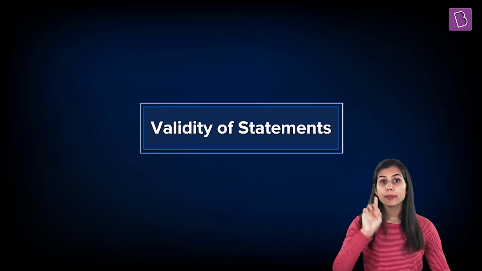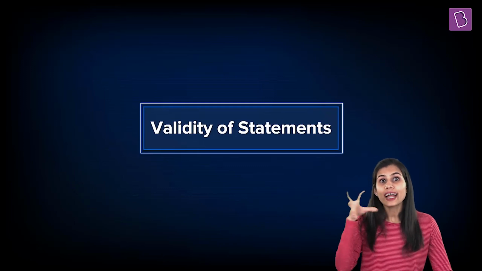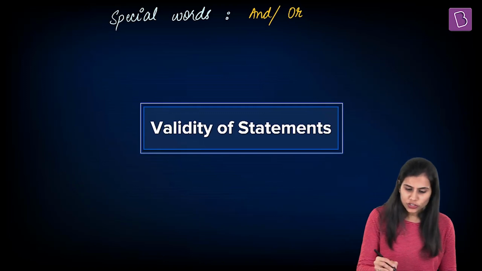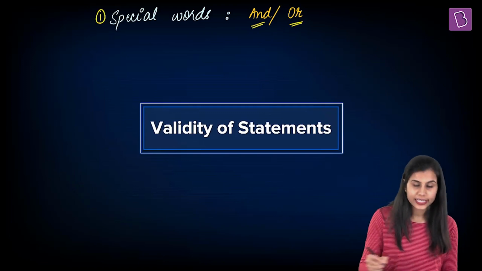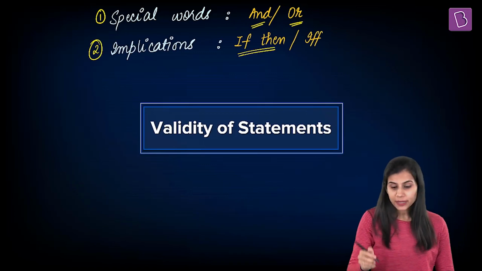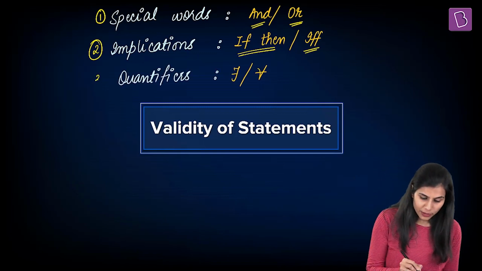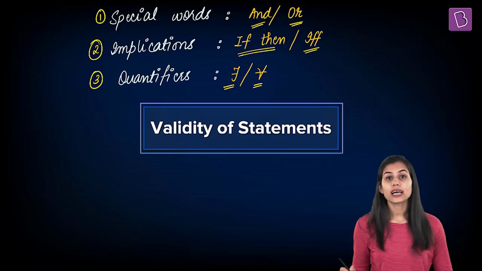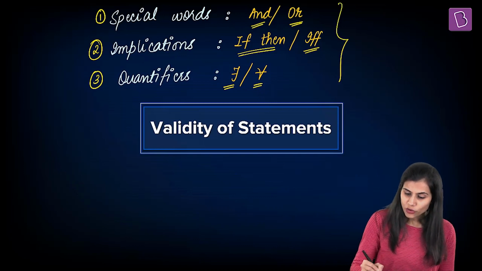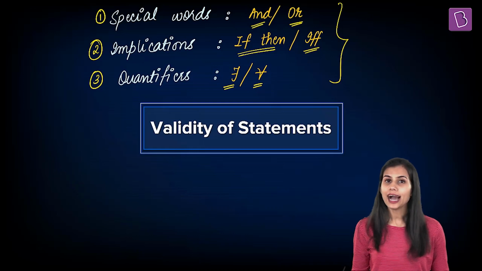Alright. Now, the behavior of validity of a statement is largely dependent upon the add-ons which are used in that statement. Number one, which of these two special words are occurring in the statement? Number two, whether there is the if-then implication or the if and only if implication which is appearing in the statement. And number three, which of these two quantifiers out of there exist and for all are used in the statement. These add-ons hugely impact the validity of a given statement. How? Let's understand.